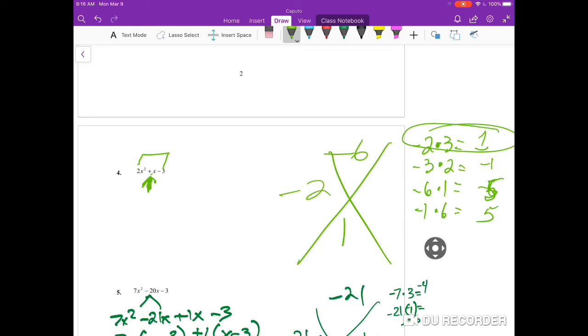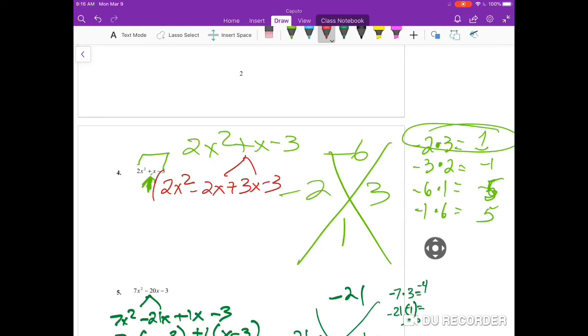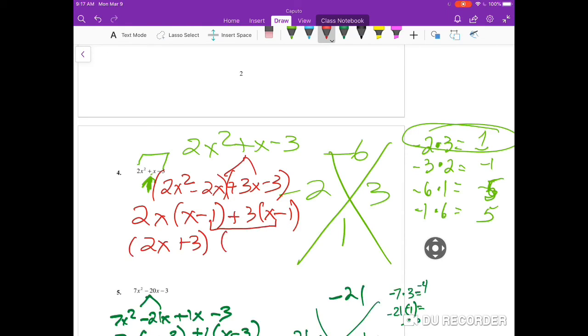Negative 2, positive 3. Split them up. New color. Split that up. 2x squared minus 2x plus 3x minus 3. Split, split, split, group. Pull out a 2x, I'm left with x minus 1. Pull out a 3, and I'm left with x minus 1. Final answer, 2x plus 3. And since this one shows up twice, x minus 1. Okay, last one.